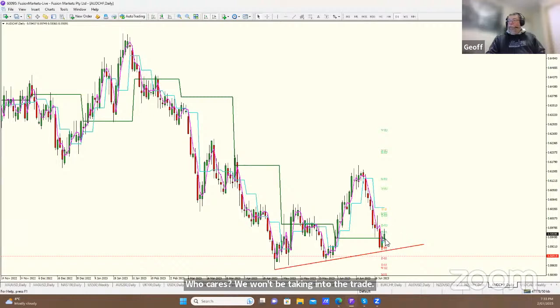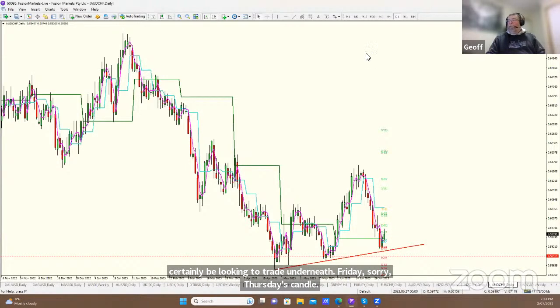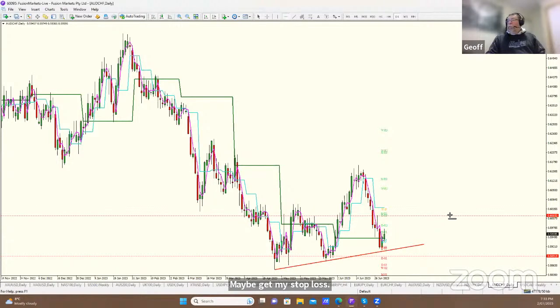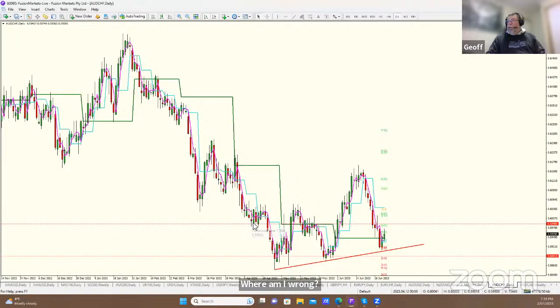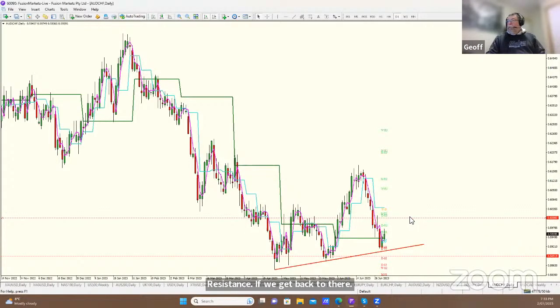So I'm very focused on this one. Tomorrow, if there's no big gap in the market, I will certainly be looking to trade underneath Thursday's candle. Maybe get my stop loss. That's the tricky part. Where's your stop loss? Where am I wrong? I'd probably trust that level there, support, resistance. If we get back to there, maybe I don't trust that level. Maybe I'll go a bit higher.